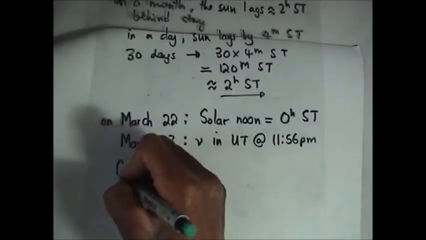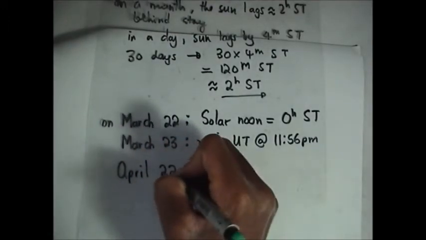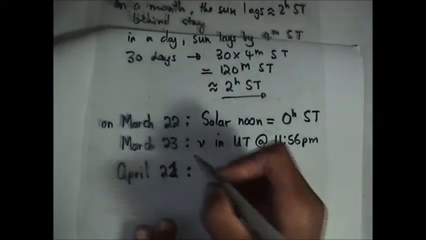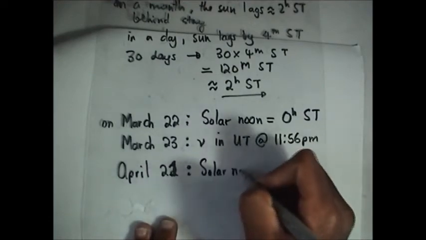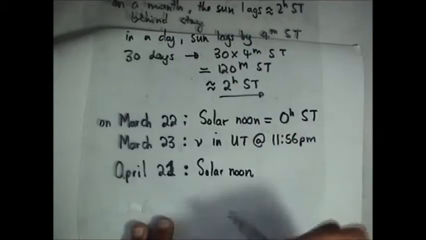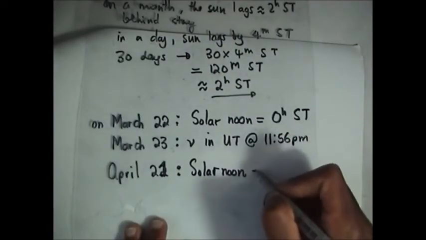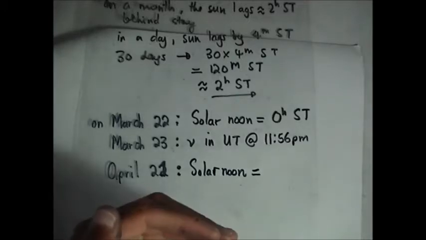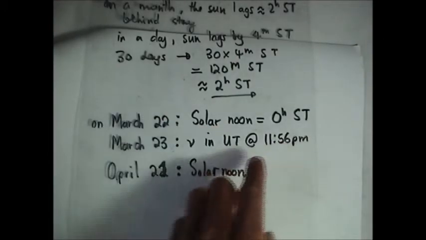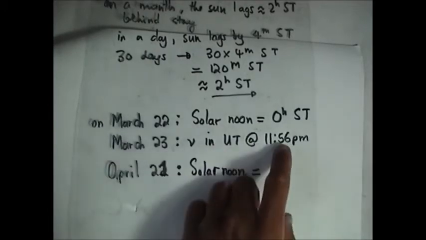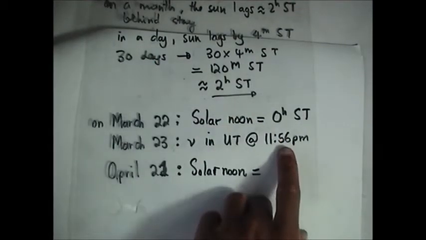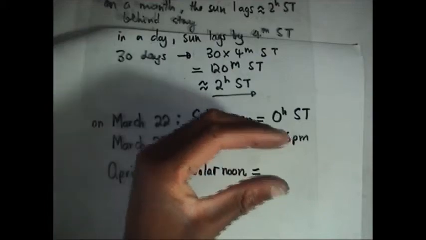So let's look at April 21, not April 22. April 21, the solar noon. What happens now to sidereal time? We know that sidereal time is basically gaining by 4 minutes, because it's ahead by 4 minutes every day. Here you can see on March 22 the solar noon was equal to 11:50. The solar noon here was now equal to 4 minutes sidereal time, because the sidereal clock is running faster than this.